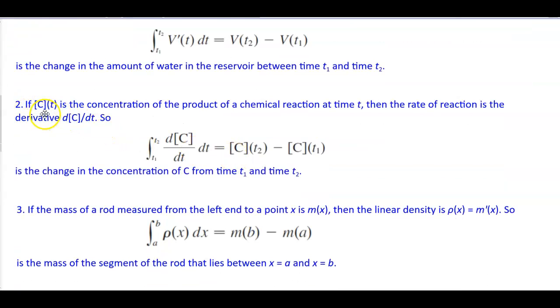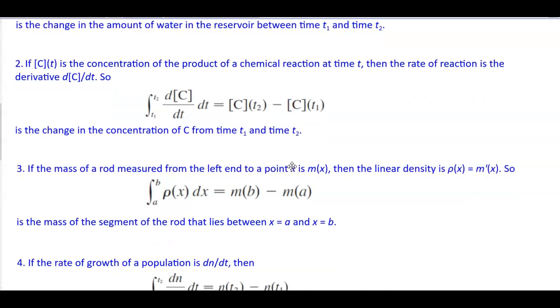Now, if we have these brackets here, where [C](t) is the concentration of the product of a chemical reaction at time t, then the rate of change is the derivative. So therefore we can rewrite this again as the integral going from t1 to t2, and it's the change in the concentration of C from t1 to t2.